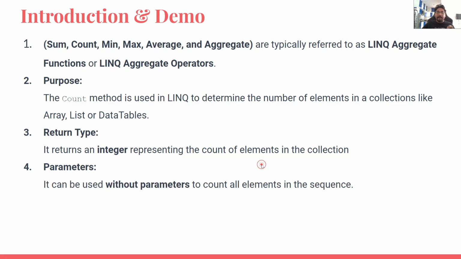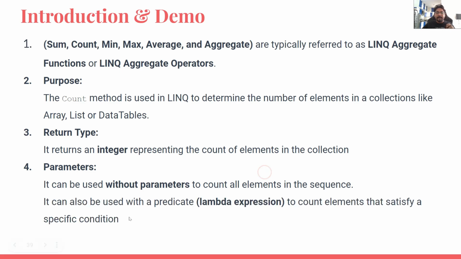Now, the parameters that we can use. I'll show you all this in the demo. It can be used without parameters. I mean, within the parenthesis, within the bracket, you don't pass any condition. Without that also you can do it to count all the elements inside the collection or a sequence. It can also be used with a predicate. That means you can declare a lambda expression and write some conditions, and with that also you can use the .count method. So let's see that practically. Let's move on to UiPath Studio.